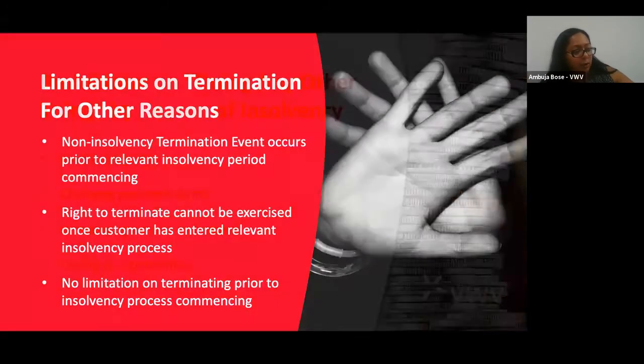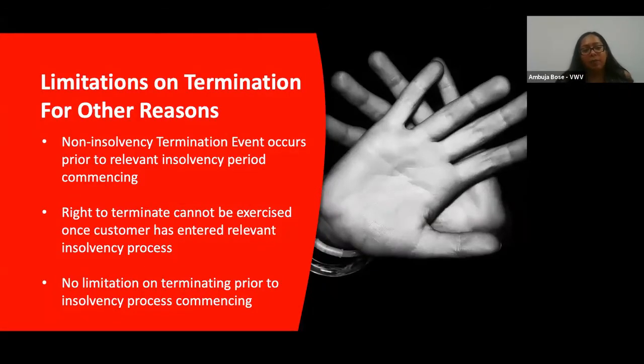Moving on to the next slide, there are also other limitations that CIGA introduces. So termination for other reasons could also be limited depending on when those termination clauses are triggered and when they are enforced or exercised. So where there are non-insolvency termination events, if they've incurred prior to the relevant insolvency period commencing, then the right to terminate does still apply, but that right to terminate must be exercised before the customer enters the relevant insolvency process. There's no limitation on terminating prior to the insolvency process commencing, but once that insolvency process has commenced, the right to terminate cannot be exercised going forward.